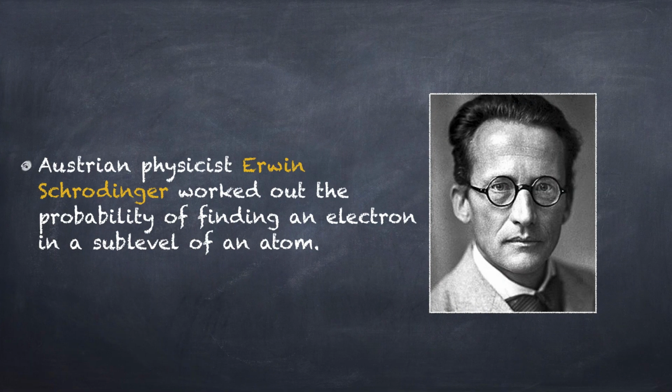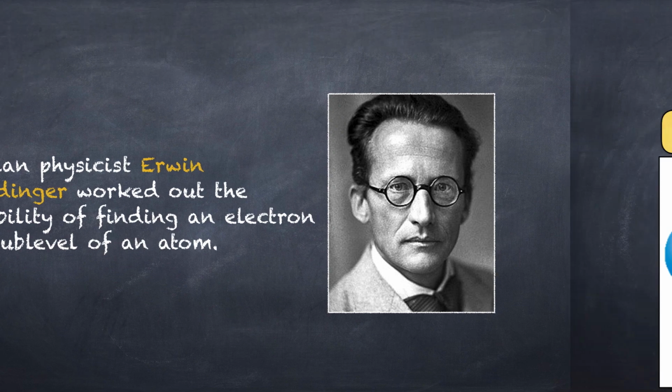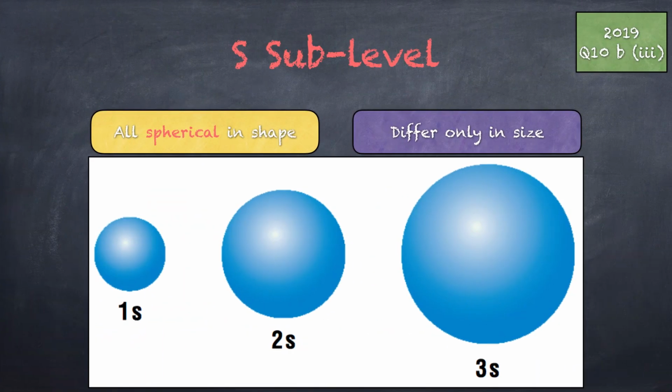Schrodinger helped find out the probability of finding an electron in a sublevel of an atom. Schrodinger deduced that s orbitals are spherical in shape, and that they only differ in size depending on the main energy level. The s sublevel are not circular. It is important that you state they are 3D shaped, therefore spherical.